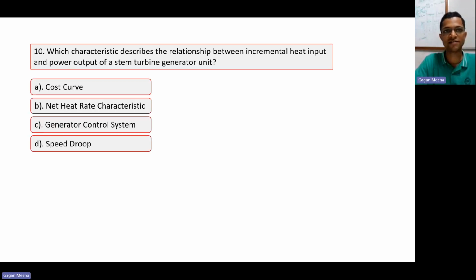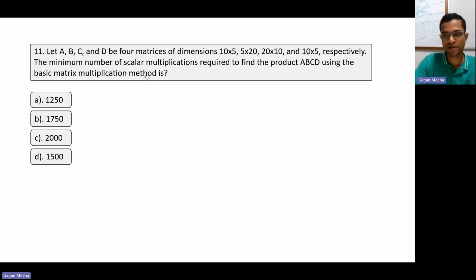Which characteristic describes the relationship between incremental heat input and power output of the steam turbine generator unit? It's the net heat rate characteristic, correct? Yeah. So let us move to the next one.